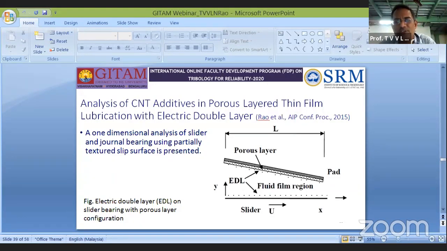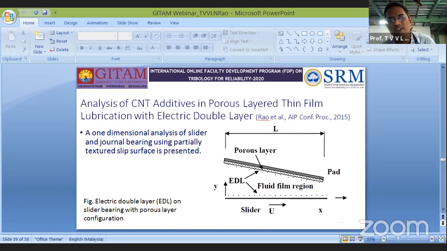So what happens is, with this kind of EDL film that is being generated in the clearance space, you have resistance to the flow of fluid, right? The EDL is actually dominant in MEMS microchannels and so on. So the same technology we are trying to implement in the bearings also.